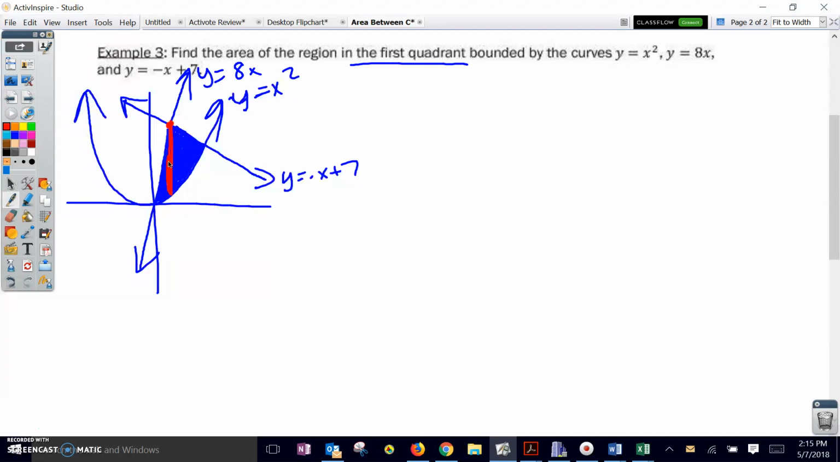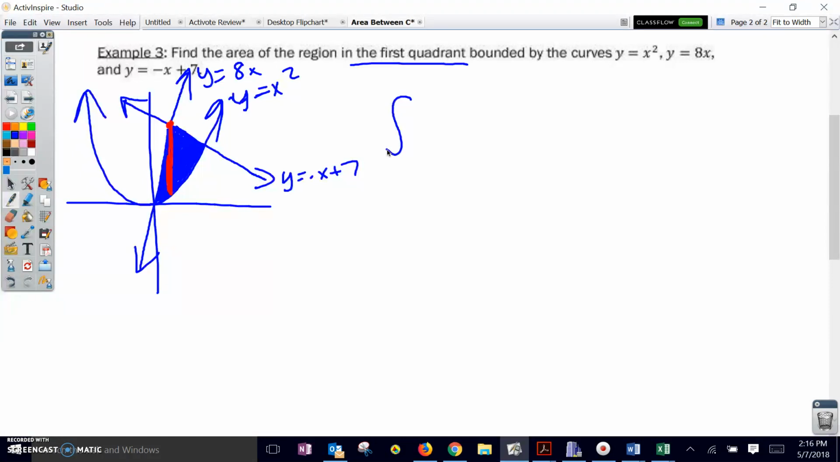And then to the right of that red line, y equals negative x plus 7 is the upper boundary, and y equals x squared is the lower boundary. So we'll use those two curves to find the area of that portion of the region. And then we'll take those two areas and add them together to get the total area of the region. So that's going to necessitate two integrals for me here in order to find the area. So I'm going to take the integral from, we'll find the limits of integration in a minute.